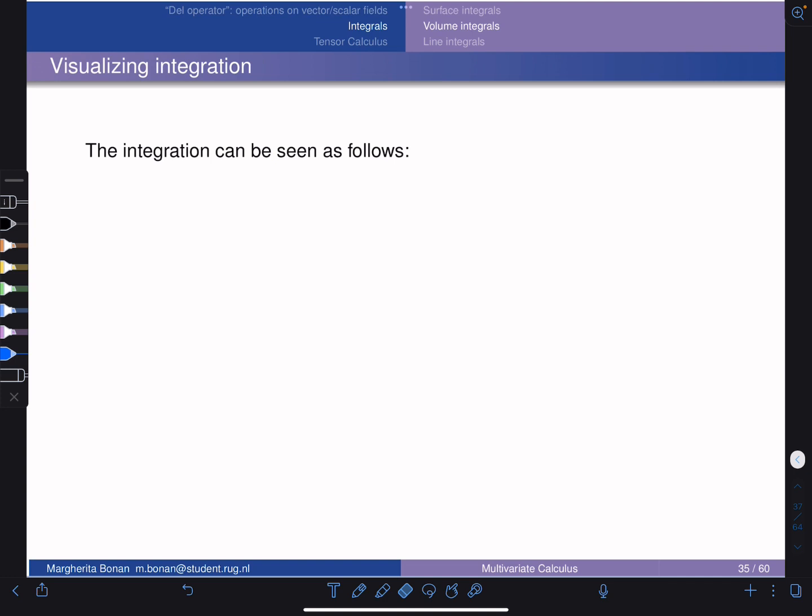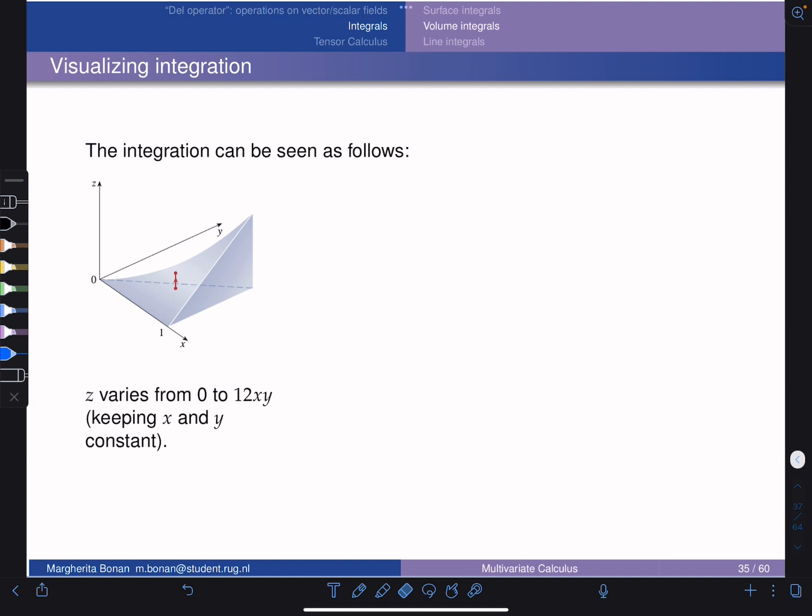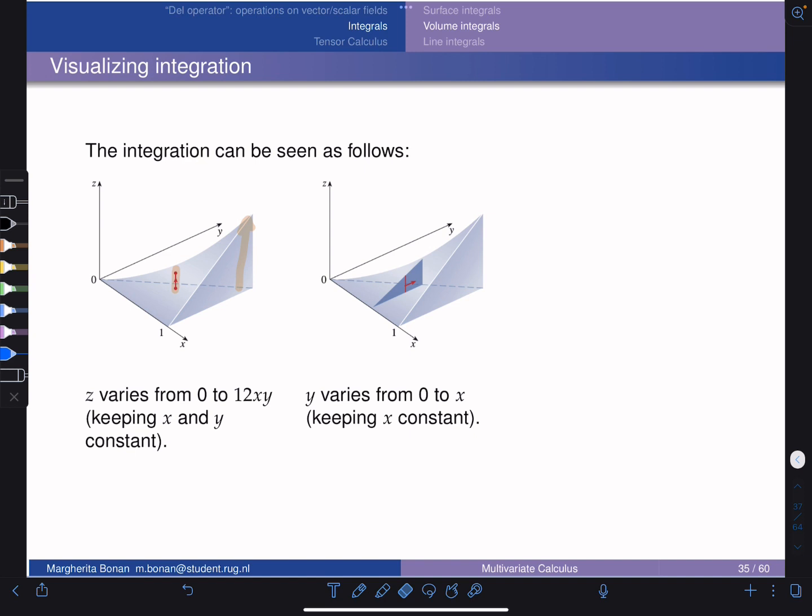We can visualize this process that we just computed in this way. So we had that z varied from 0 to 12xy, and we keep x and y constant. So we see here z is represented by this arrow that varies from 0 in the xy plane until the function 12xy. Similarly, for y it varies from 0 to x, as shown in the figure, and for x it varies from 0 to 1.